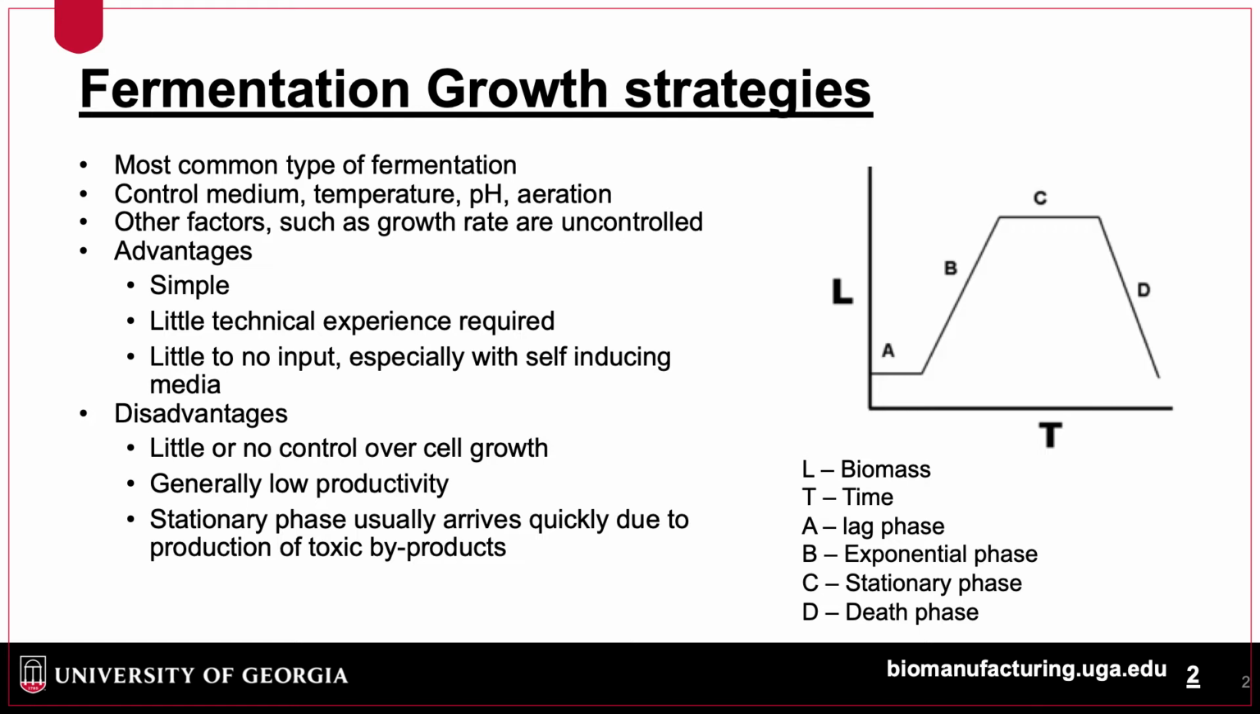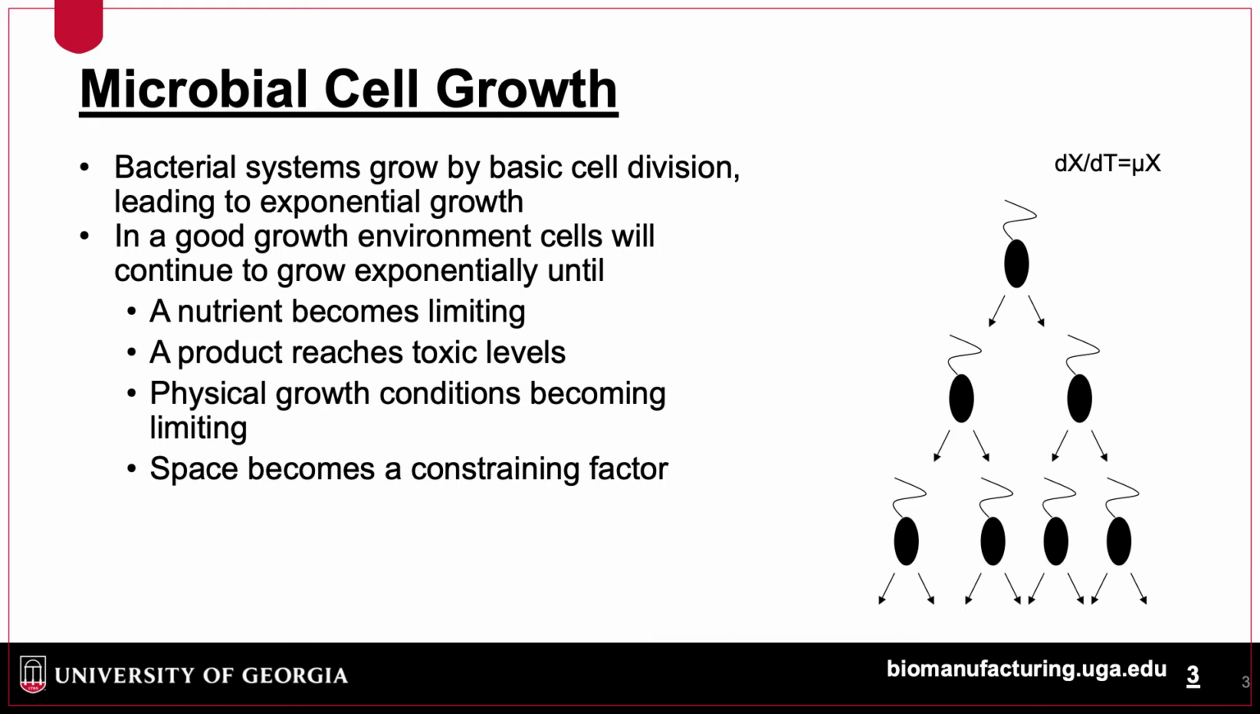The disadvantage with respect to fed batch is that there is little control over cell growth and there's low relative productivity, usually due to the production of byproducts, including acid, which lowers pH, causing early entry into cell death. As mentioned in an earlier video, cell division is exponential, assuming unlimited nutrients. Eventually, cell number or nutrients become a factor, causing a slowdown in growth.